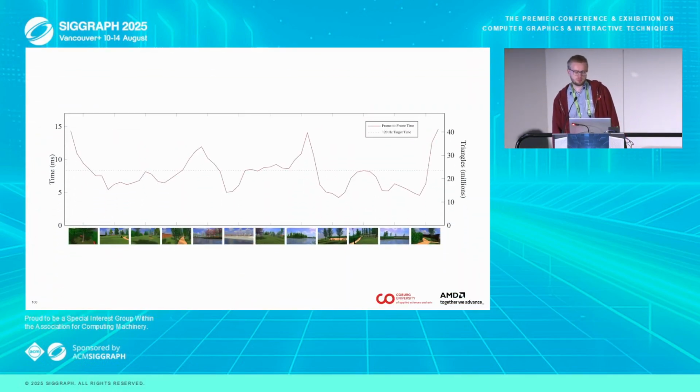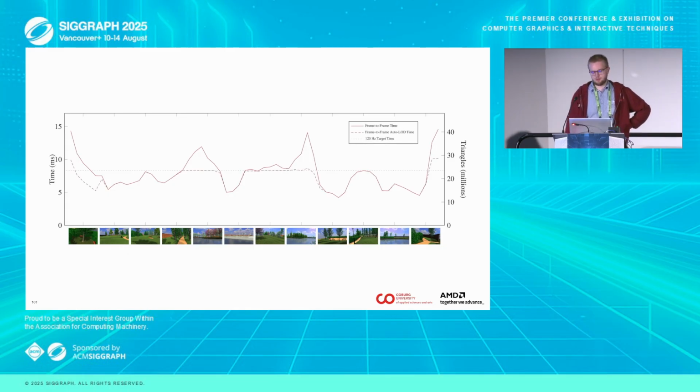So here is our benchmark, and we can see the performance as we fly through our test scene. The performance varies quite a lot because the generation also has to generate a different number of triangles for different parts of the scene. And with our automatic dynamic level of detail, you can see we hit our frame target of, in this case, 120 Hertz very nicely.